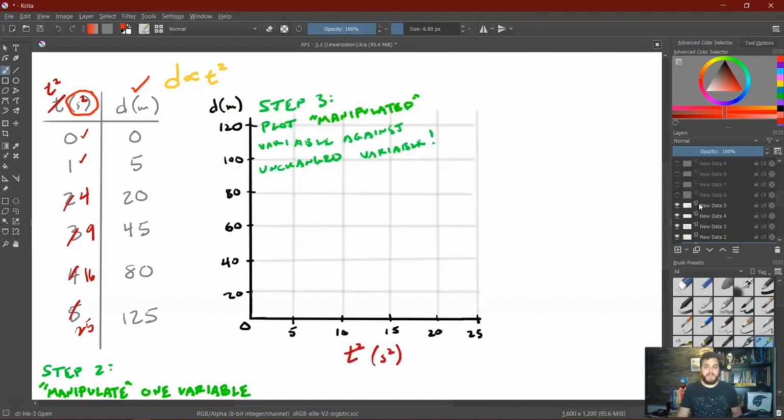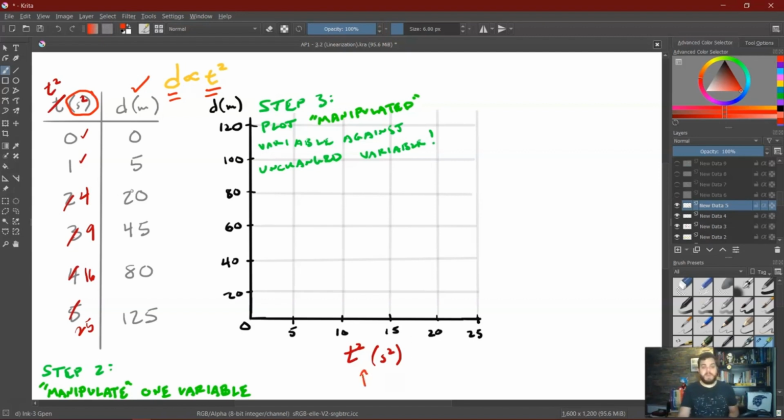So now I'm going to plot this manipulated variable, which was T squared rather than T, against the unchanged variable, which was D. So essentially I've got my plot. I'm going to leave D on the same axis. So D was previously on the vertical axis. It's going to stay on the vertical axis. But on the horizontal axis, instead of T, I'm going to instead do T squared in the units of seconds squared.